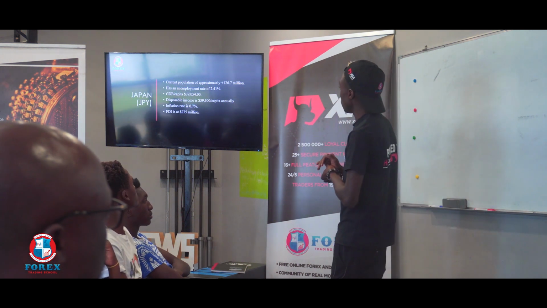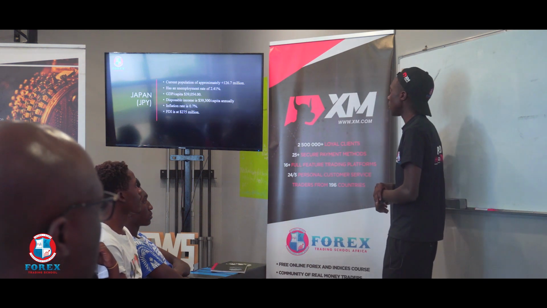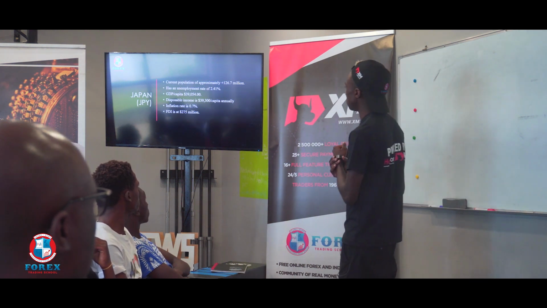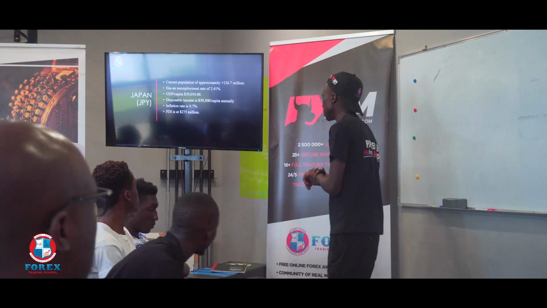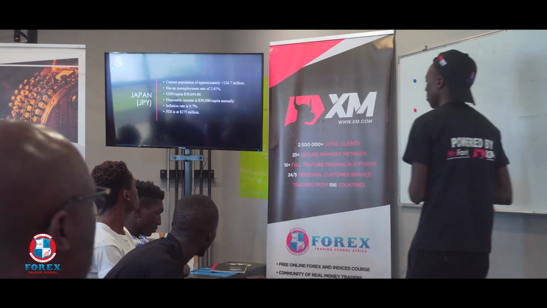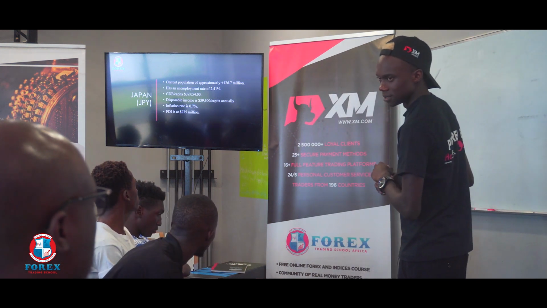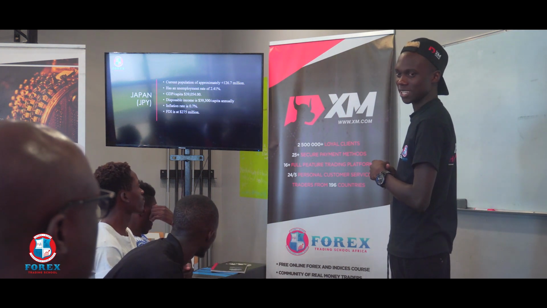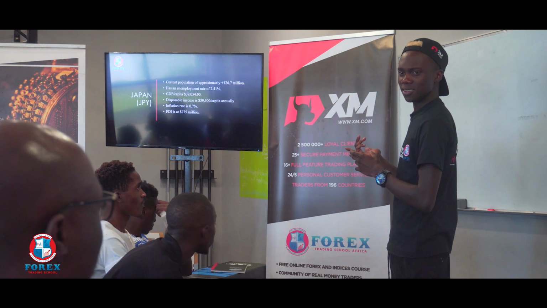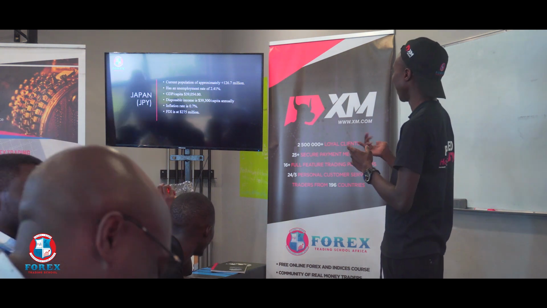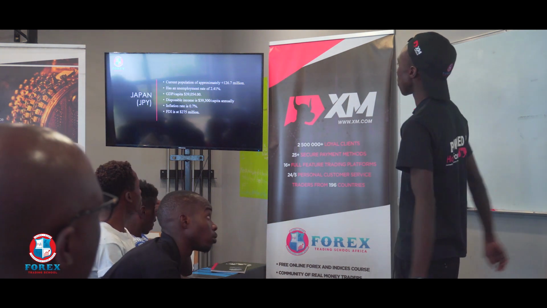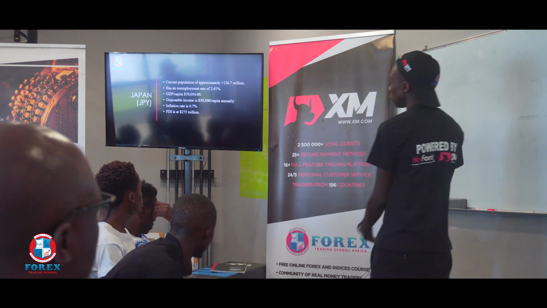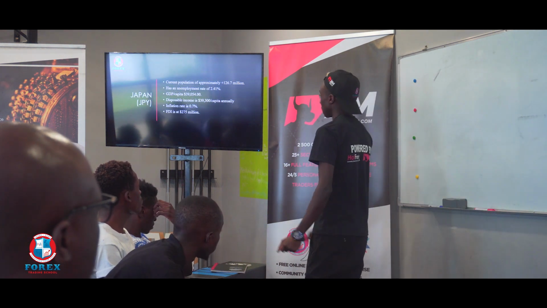But anyway, unemployment rate 2.41%, GDP per capita 39,000, disposable income 39,000. Too much, eh? They're wasting money. Inflation rate is at 0.7%. FDI inflow is 275 million.